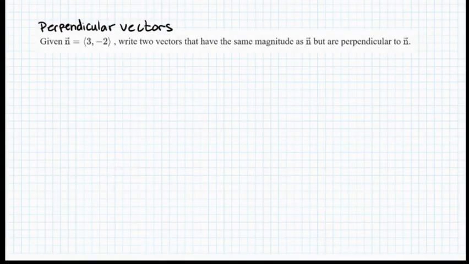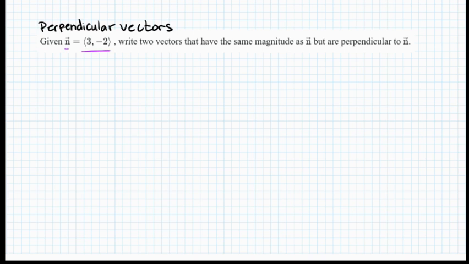One of the basics of vectors is understanding how to find a perpendicular vector to something that we start with. And so in this case here, if we are given vector n is 3, -2, we want something that has the same magnitude but is perpendicular to vector n.